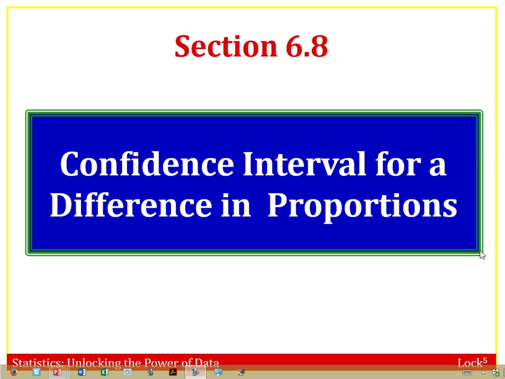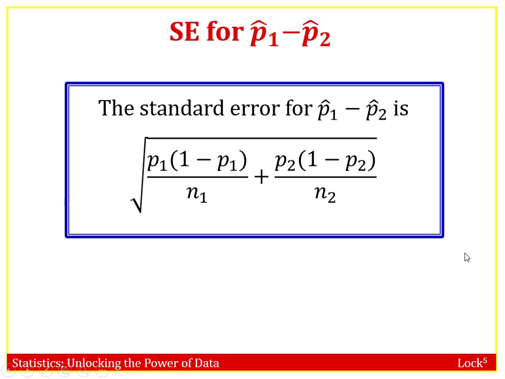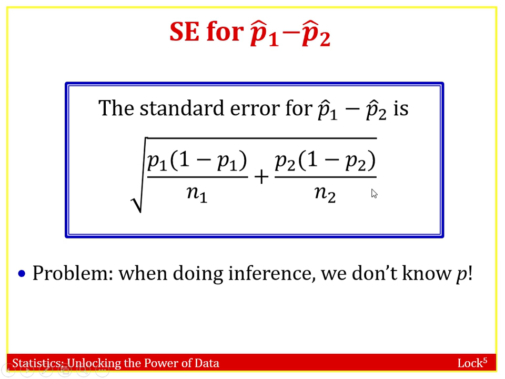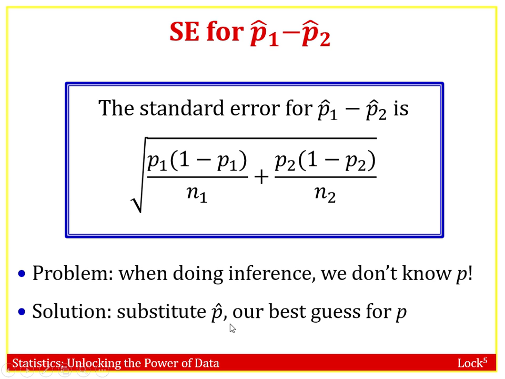In this lesson, we'll be looking at the confidence interval for the difference in two proportions. We had looked at in the last video that the standard error for our difference in two proportions is this. We often don't know the proportion of our population, so what do we do? We substitute in our sample proportion for our best guess of our population proportion.